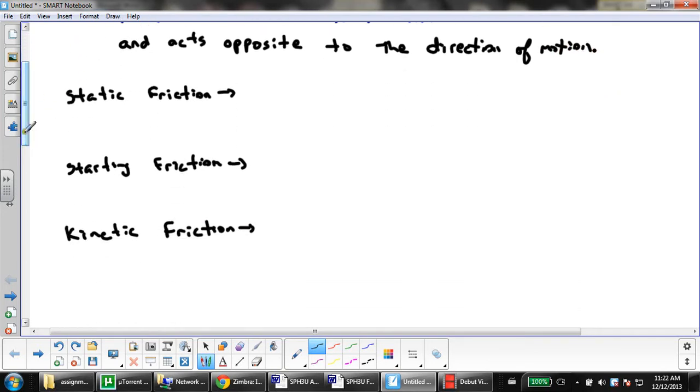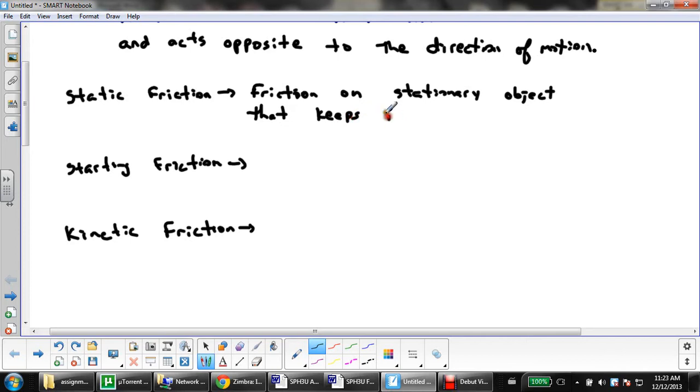There are a few different types. Static friction is the friction on a stationary object that prevents it from moving. That keeps it in place. And this amount can vary.